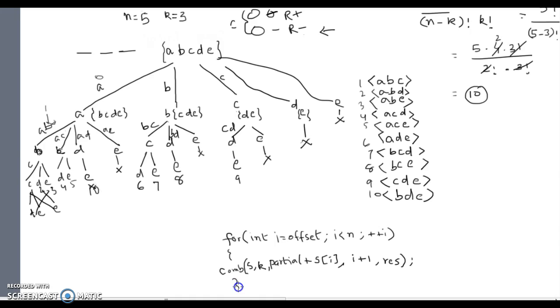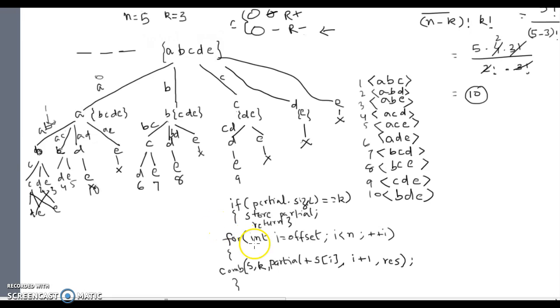And the base case for ending this remains the same. If partial's size is equal to k, which is my subset size, then I store partial and I return.